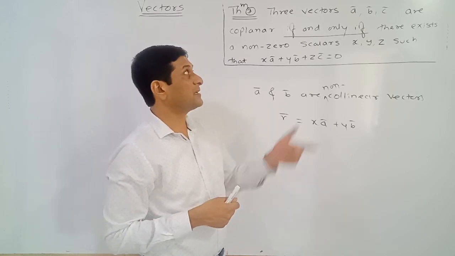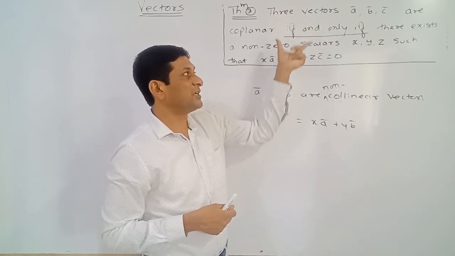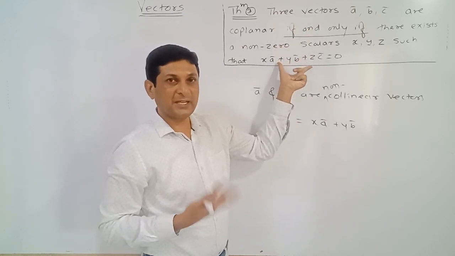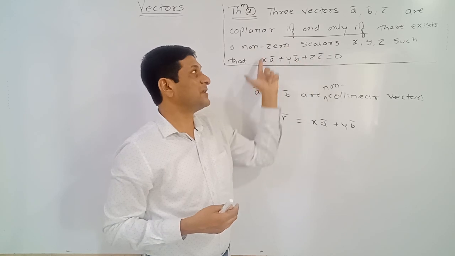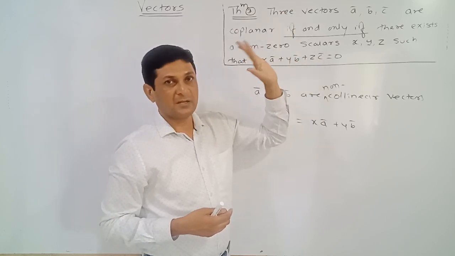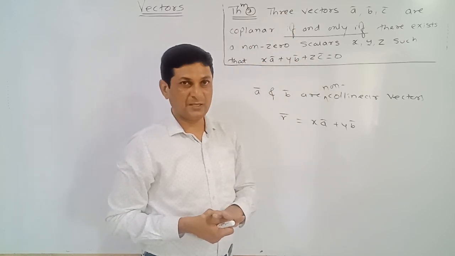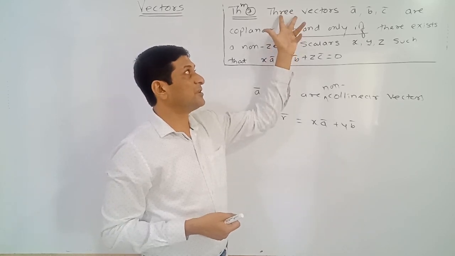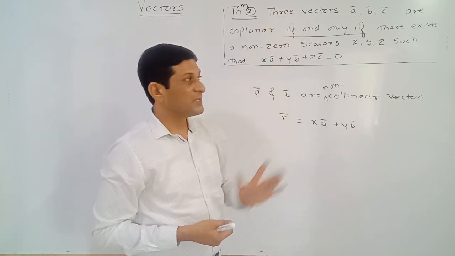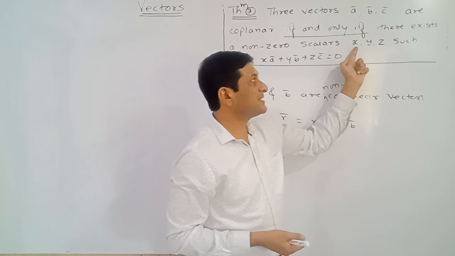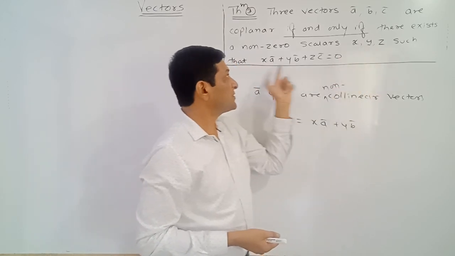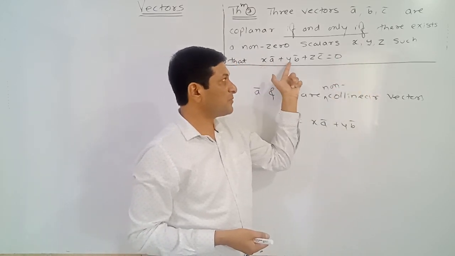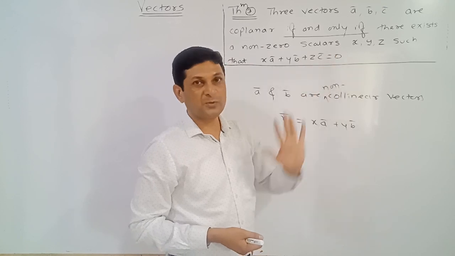In the first part, consider this as the given condition and prove the second one. And in the second part, consider the second part as the given condition and prove the first. Now let us try to prove the first part here. Consider that the three vectors are what? Coplanar. Using this, we have to prove that there exist scalars x, y, z such that the value of x a bar plus y b bar plus z c bar is equal to 0.